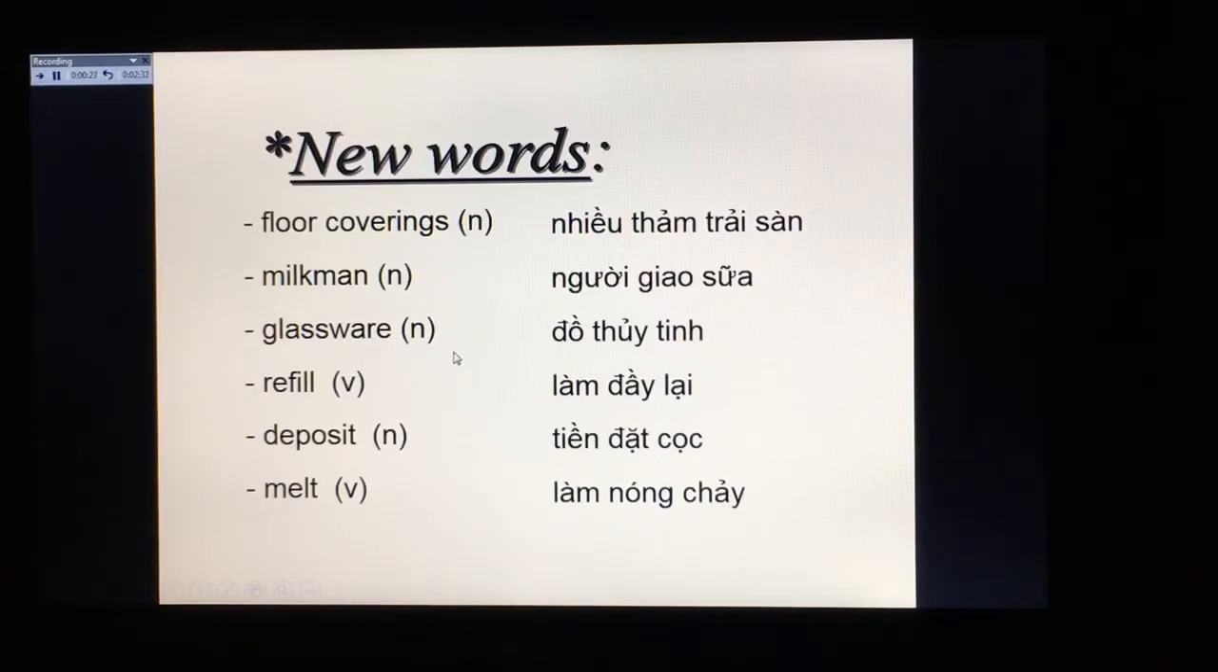Now I want you to put the stress on the words. Coverings, the first stress. And mailman, yes, the first stress. Glassware, the first stress too. And refill, the first or the second? The second. And deposit, where is the stress? The first, or the second, or the third? Yes, you see the second. Now, you try to remember these vocabularies because they are very helpful for you to understand the lesson today.